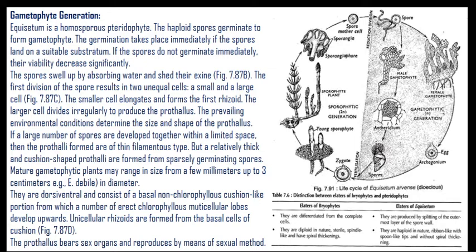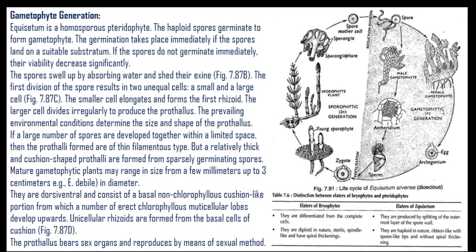The smaller cell elongates and forms the first rhizoids, while the larger cell divides irregularly to produce the prothallus. The prevailing environmental conditions determine the size and shape of the prothallus. If a large number of spores develop together within a limited space, then the prothalli are of the thin filamentous type, but relatively thick, cushion-shaped prothalli are formed from sparsely germinating spores.